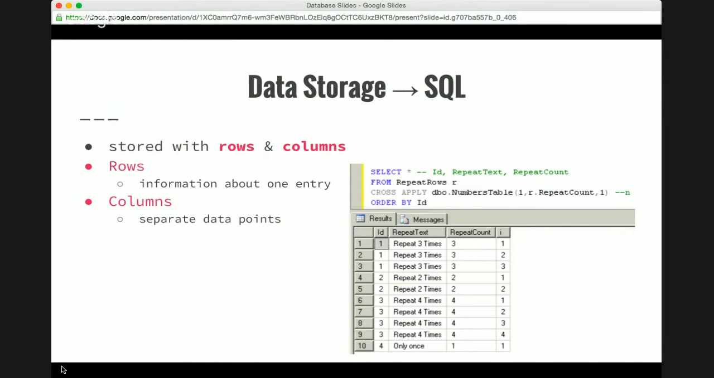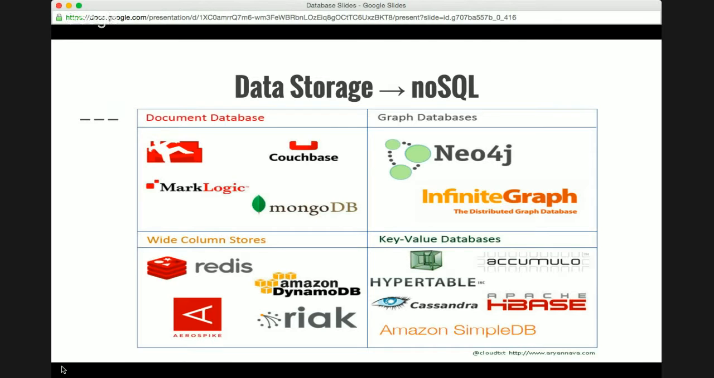Now let's compare SQL and noSQL systems. First, we will start off with data storage. In an SQL system, data is stored in rows and columns. Rows carry information about one entry, and columns are separate data points. An example of data storage in an SQL system is depicted on the screen. Data storage in a noSQL system includes a multitude of different types of storage models. Documents, graphs, key values, and columnar and wide column stores are all the different kinds of data storage in a noSQL system, and popular brands can be seen on the slide.